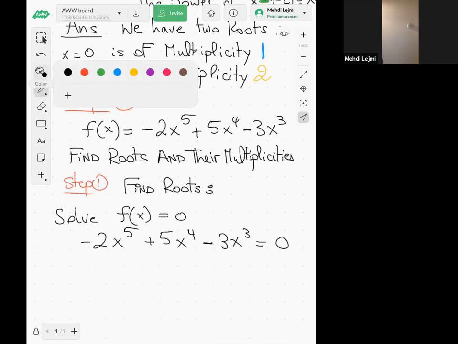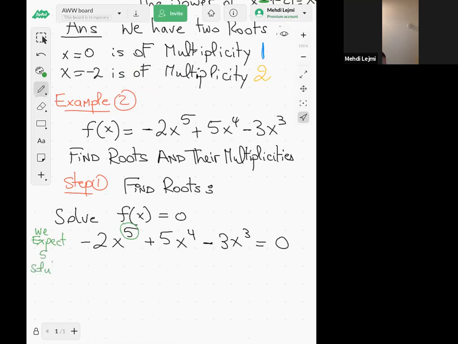All right, so here you see, guys, the degree is 5, right? So we expect to have 5 solutions, because that's the highest power of x. Of course, we cannot use the quadratic formula because it's a power 5, it's not power 2. So the next thing we can try to do is try to factor.